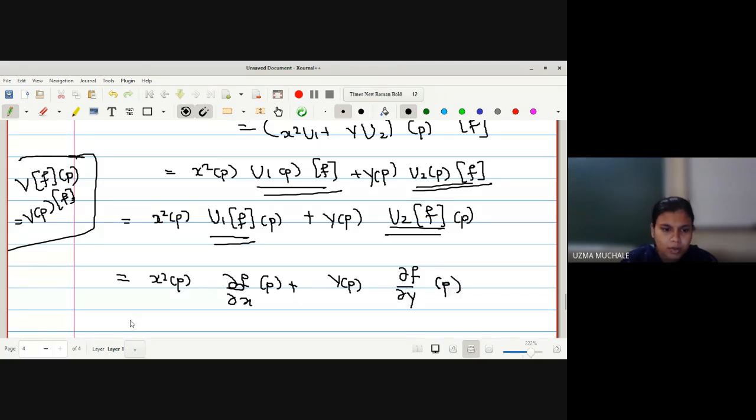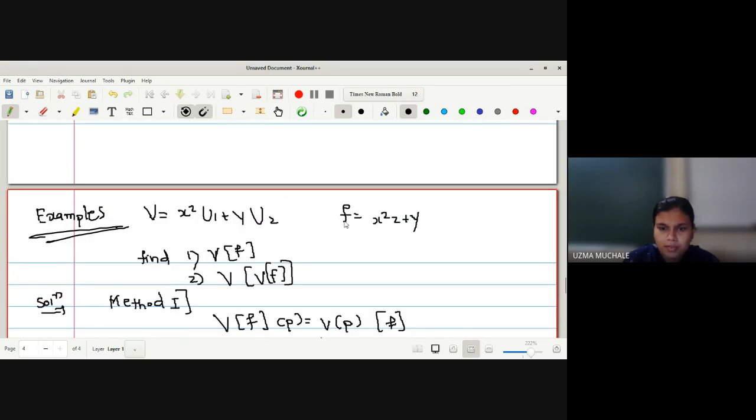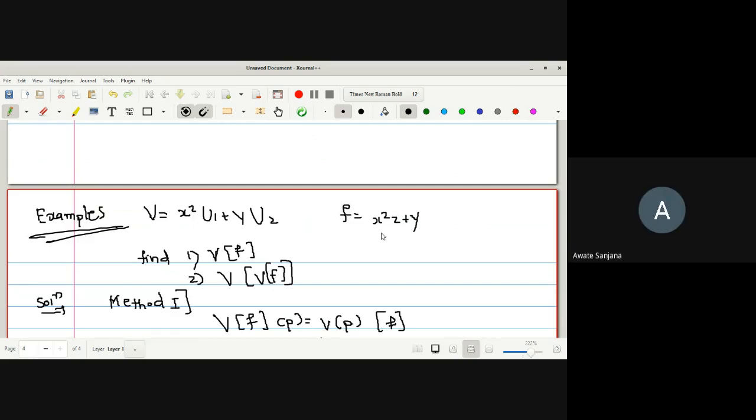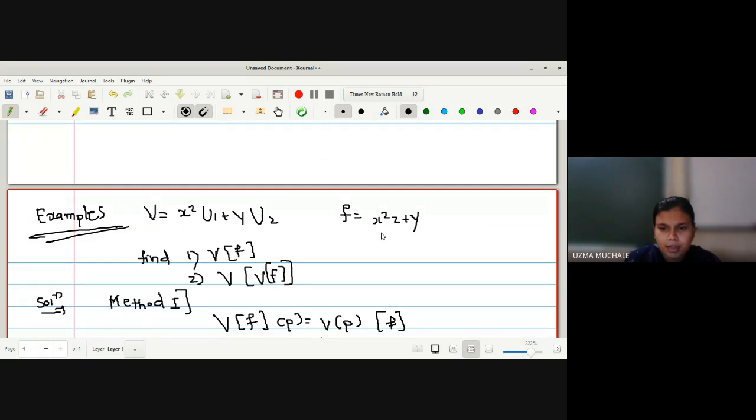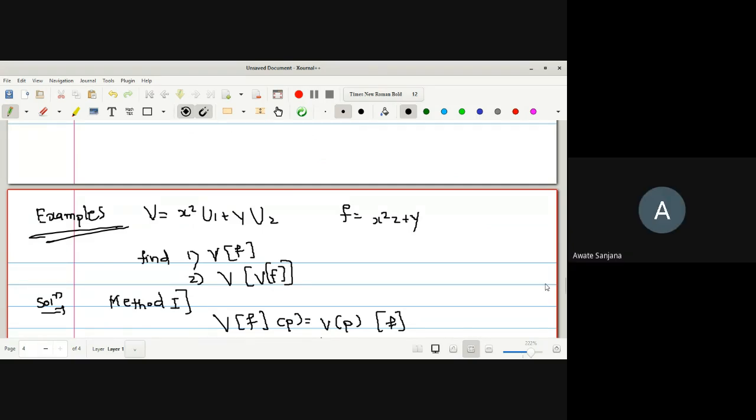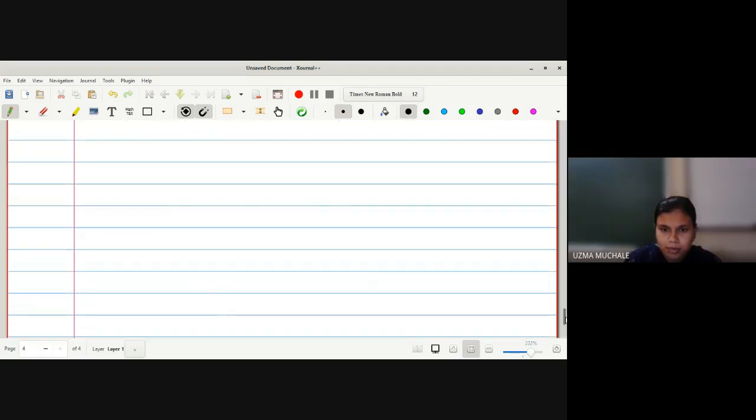Now what you have to do? Simply you have to evaluate the value of function f with respect to x and with respect to y. Okay, what is the derivative of function f with respect to x? 2xz. With respect to y, it is 1. Okay, so let me write down here.